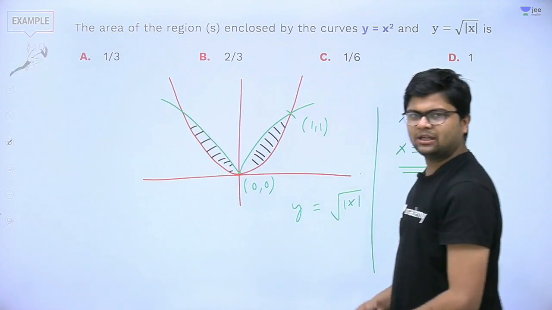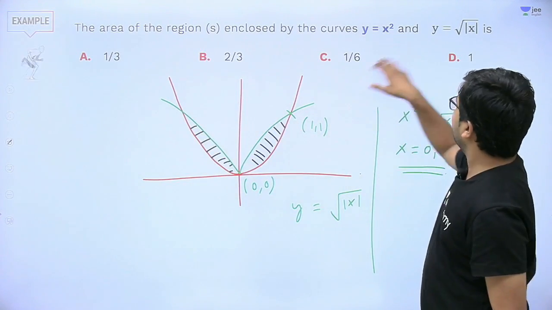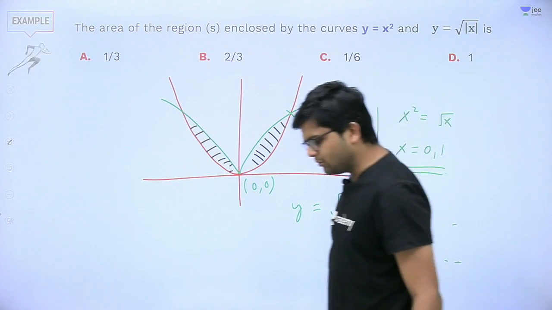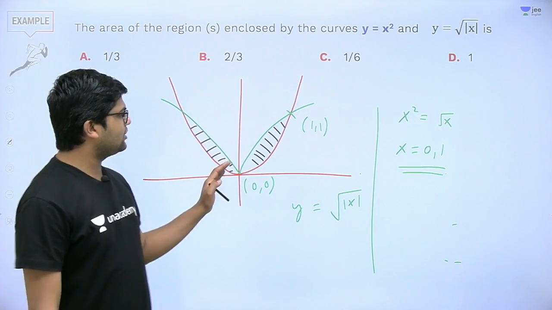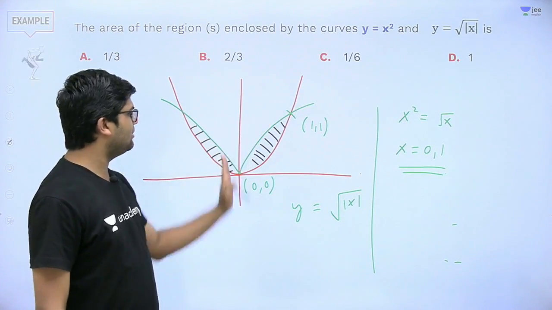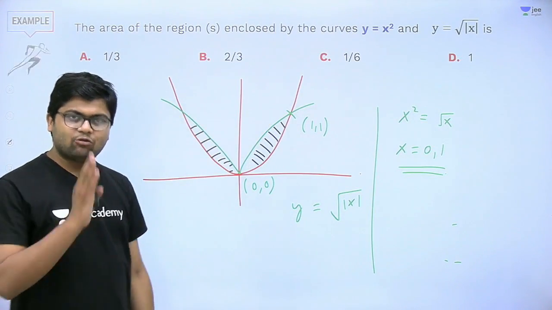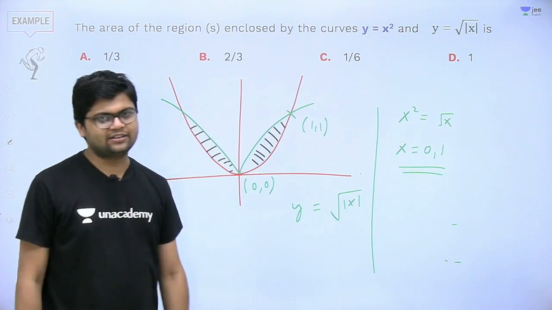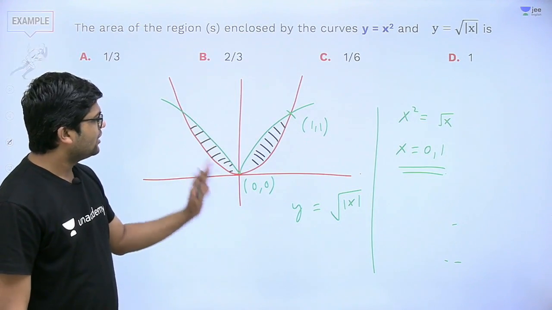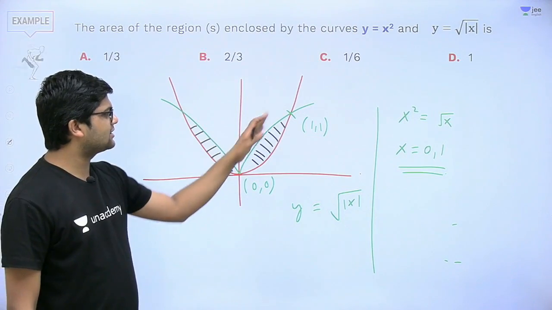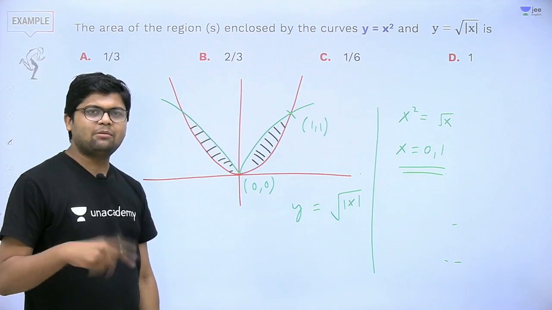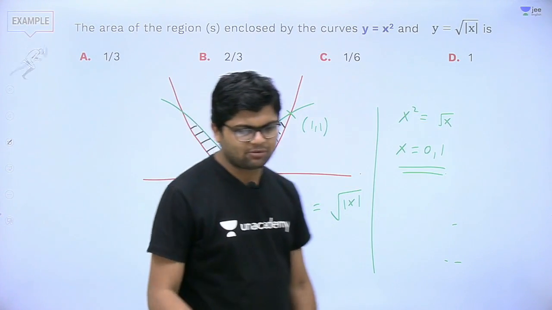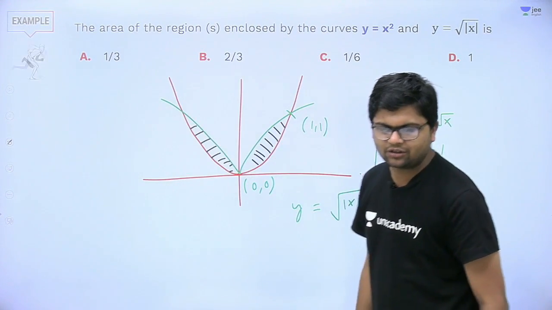But it is a very simple graph, y equal to x square, and as I said, y equal to root of modulus x. Modulus x is an even function, so I will draw the graph in the positive x, and the same will be replicated in the negative x with respect to the image about the y-axis. Now I will integrate this function in the positive direction from 0 to 1, and I will double the integration. That will be the area. Getting my point? Very good.